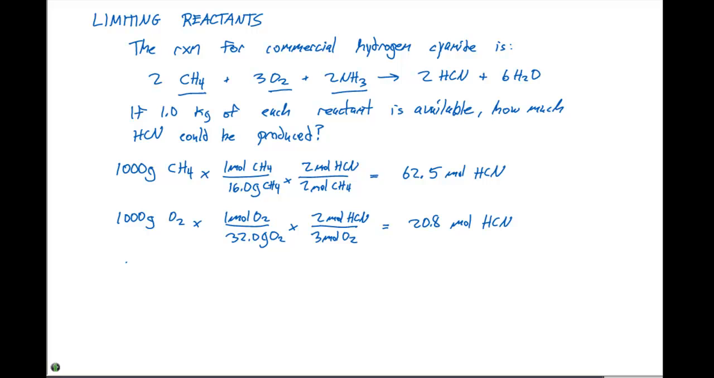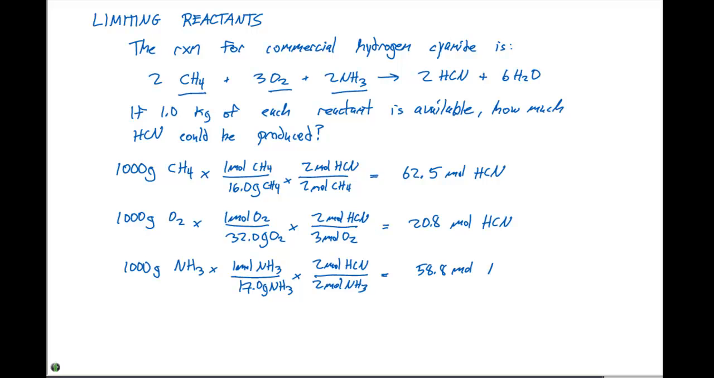Lastly, we take 1,000 grams of NH3, and for every 1 mole of NH3, that's going to equal 17.0 grams. From the balanced chemical equation, for every 2 moles of NH3, we have 2 moles of HCN. This gives us a total of 58.8 moles of HCN.